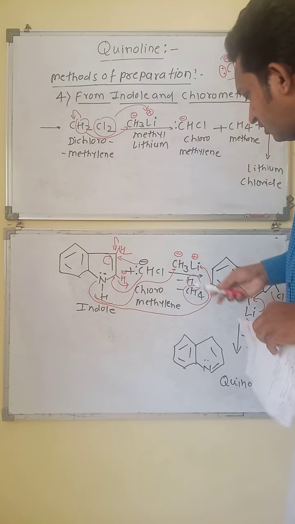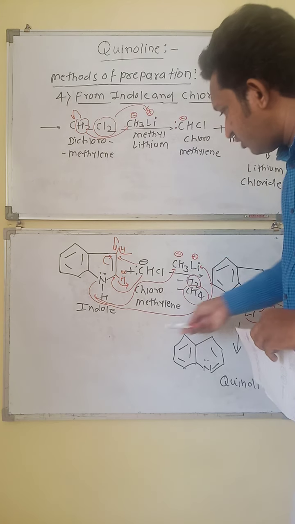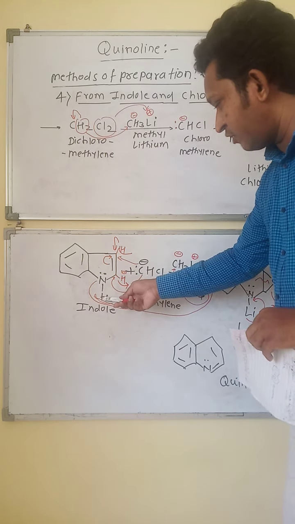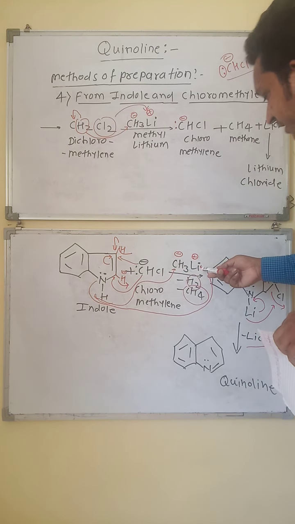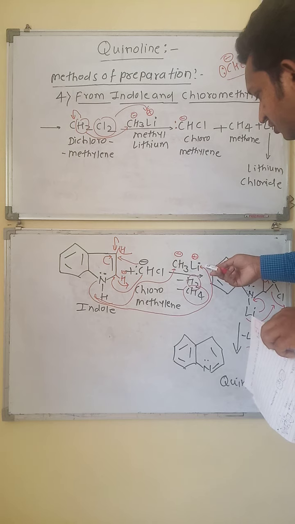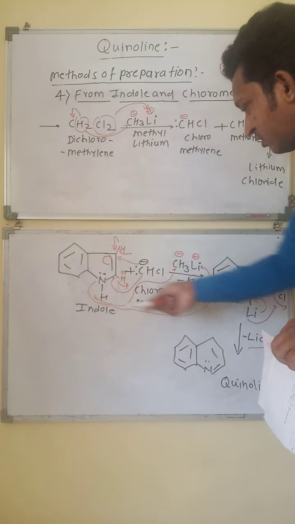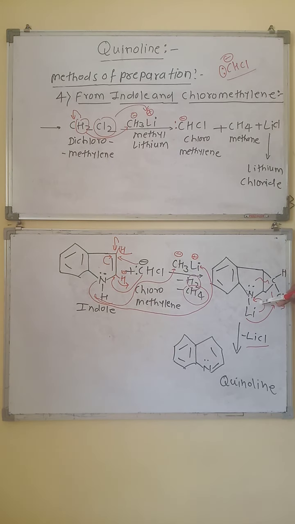Now the remaining lithium will be attracted towards the nitrogen, because this hydrogen gives its lone pair of electrons to the nitrogen. So this nitrogen will attract the electron deficient, positively charged lithium towards itself. So this lithium will attach to the nitrogen in this structure, and we get this condensed structure. Further, there is removal of lithium and chlorine, and we get the quinoline.